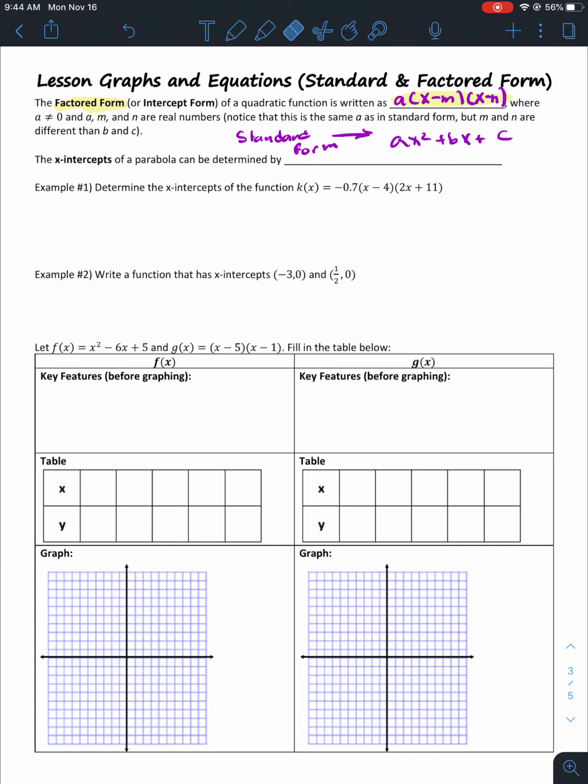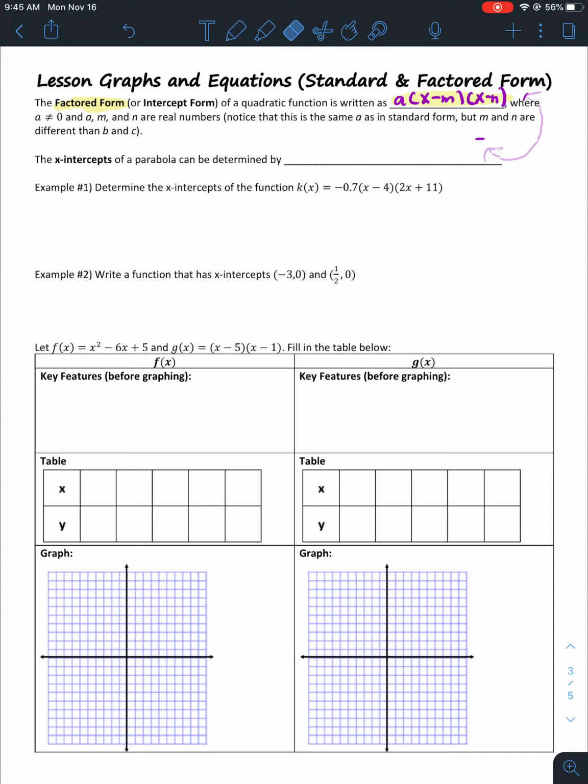So I just want to give you a recap of what standard form is and how we could take this and go this way, and we could also go the other way. But right now we know how to go from factored form to standard form, but we might not know how to go from standard form to factored form. So you'll also learn that soon.